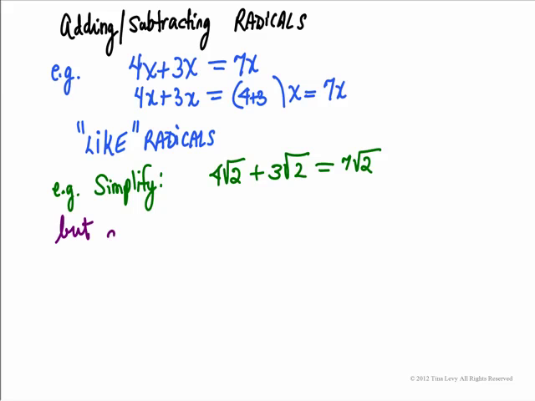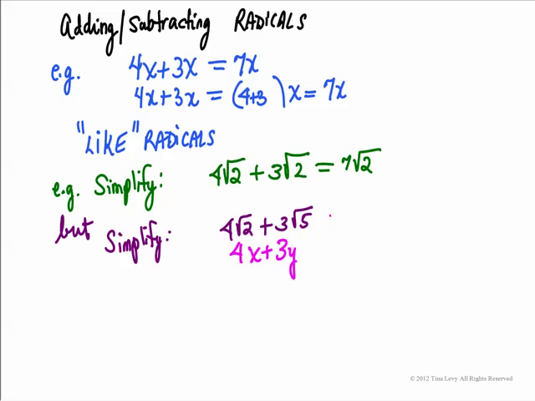But if I said simplify 4 radical 2 plus 3 radical 5, they are not identical radicals. I have 4 radical 2's, the 2 stuck in jail, and that's different from 3 radical 5's, the 5 stuck in jail. This is like saying 4x plus 3y. They aren't the same terms. So in this case, 4 radical 2 plus 3 radical 5 would just stay the same. It could not be combined.